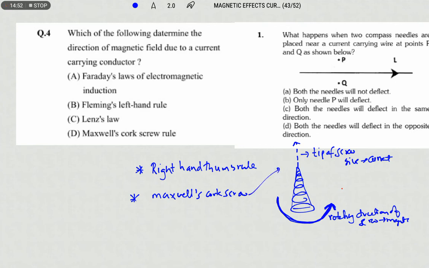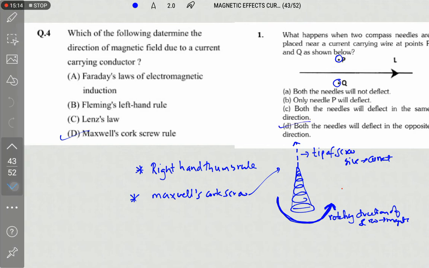Okay, right, next one. What happens when two compass needles are placed near a current carrying wire at points P and Q shown below? This one we already discussed. P and Q represent opposite directions of deflection in the magnetic needle. Therefore option D will be the correct one. Right, let us see the next one.